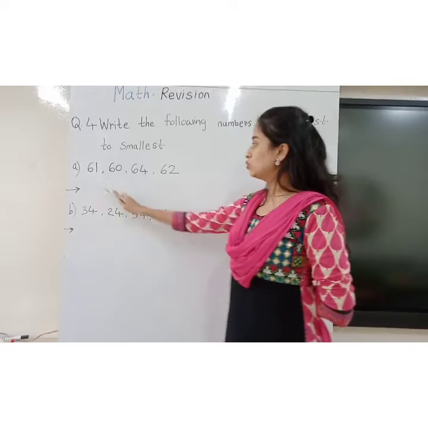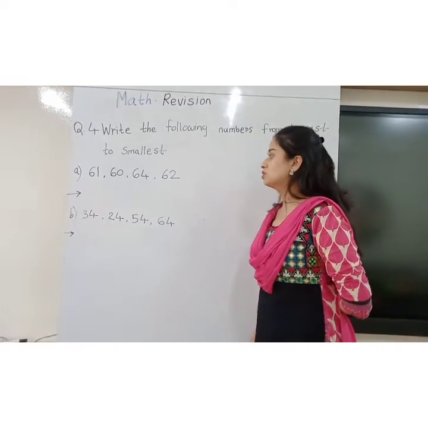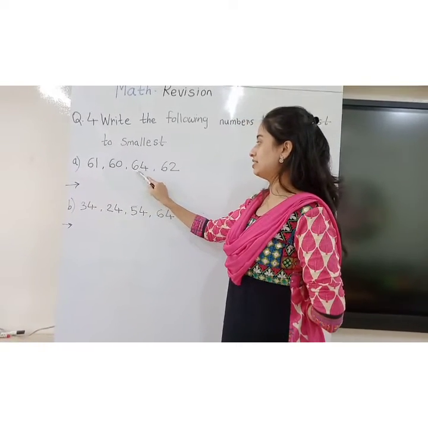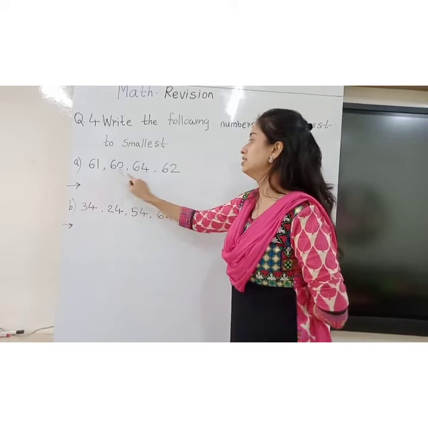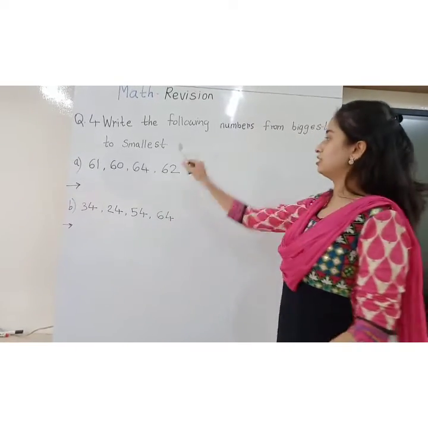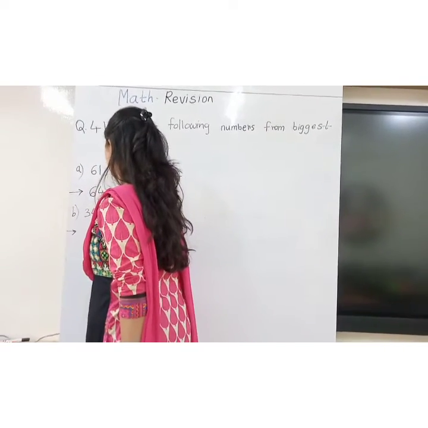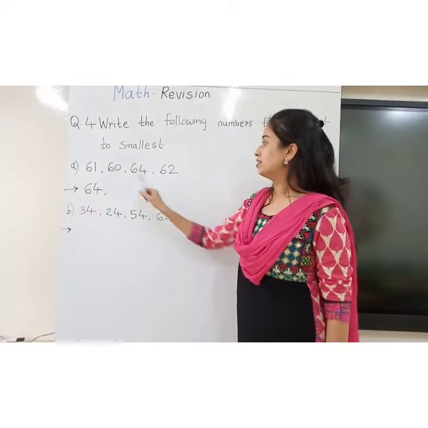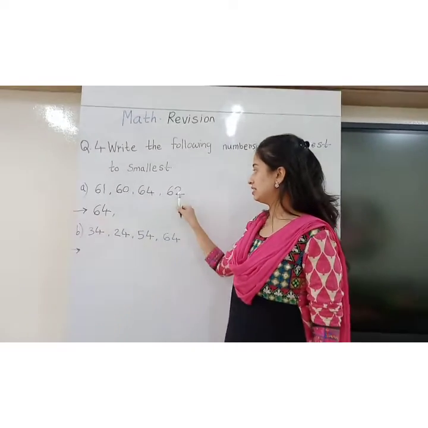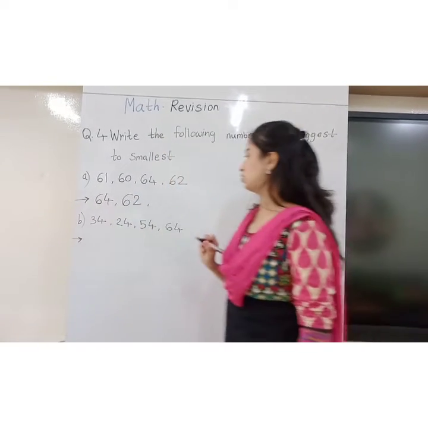So we will see the units place as the tens place number is same everywhere. So let's see which is the biggest number which is at units place. It is 4, correct? Here is 1, 0, 4 and 2. So 4 is the biggest number. And we have to write from biggest to smallest. The first number will be 64, the biggest one. After that, from 61, 60 and 62, which is the next biggest number, it is 62. So I will write 62, put a comma.